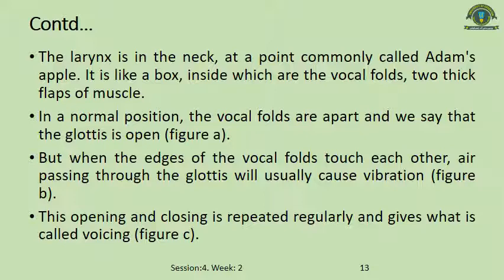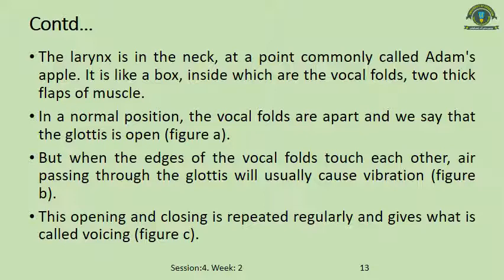Because these muscles, where they are in the vocal folds, where are the vocal folds? They are just like a box. Where? Yes, neck. And what is the position? That is called Adam's apple. It further says, in a normal position, the vocal folds are apart and we say that glottis is open. Now this statement is elaborated in figure A. After this you can see figure A, that glottis is open normally.